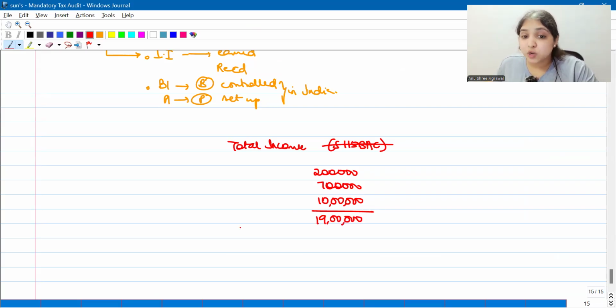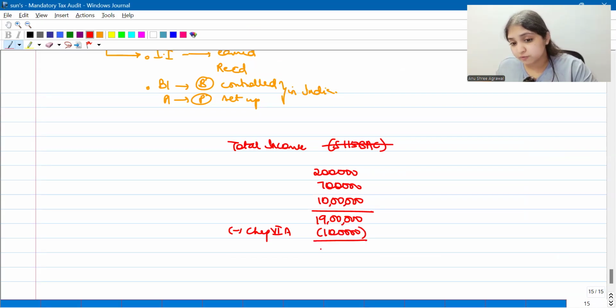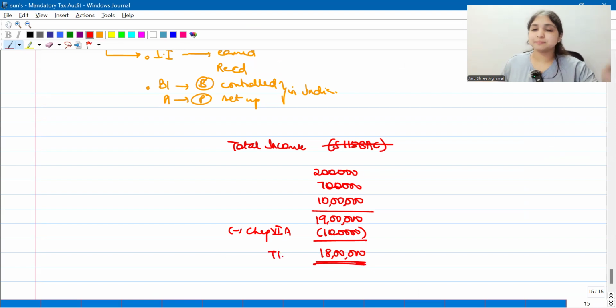okay? And from this, we will subtract our Chapter 6A deductions. We have life insurance premium of 1 lakh. So the net answer of the assessee, 18 lakhs, this becomes a total income. Are we understanding? Yes, so this was a second subdivision.